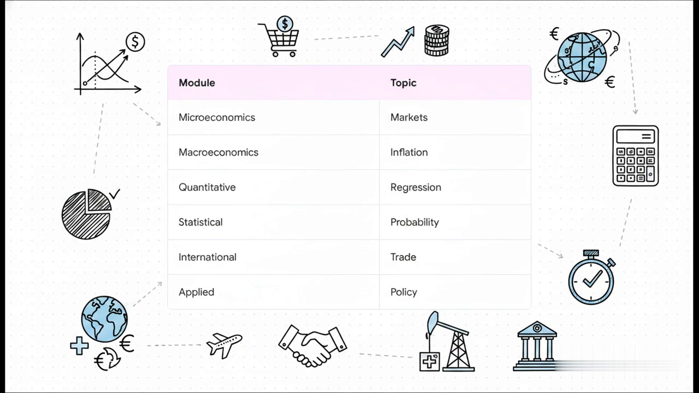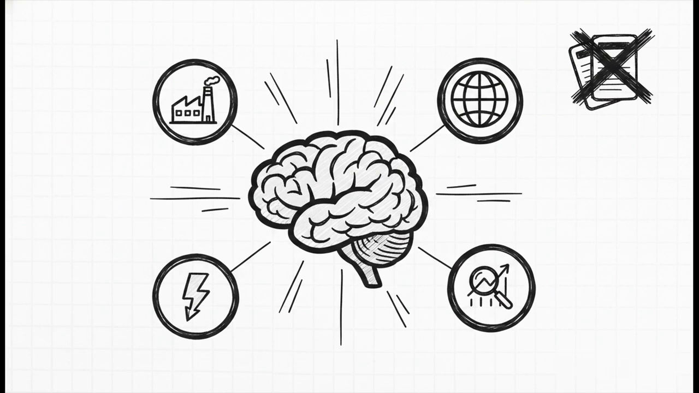The curriculum is massive and covers 6 core areas. We're talking applied microeconomics, advanced macroeconomics, quantitative techniques, statistical techniques, industrial and international economics, and finally, applied economics. The real challenge here is the sheer breadth of it all. You are forced to understand everything from energy policy to econometric regression. You simply can't fix weak fundamentals with a random PDF of practice questions.